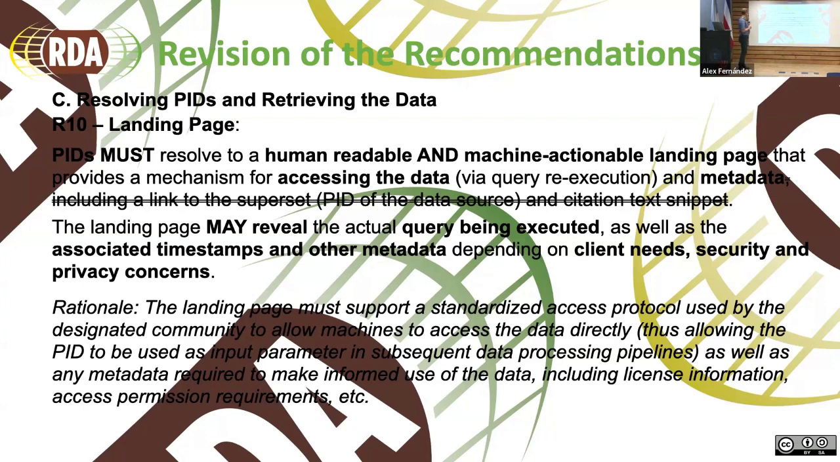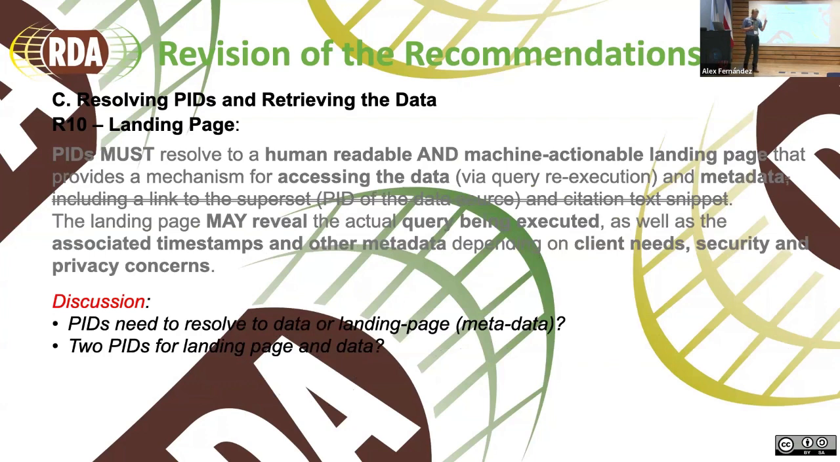Good. Next slide. I guess here we have some discussion. And this is where I need help from the community, basically. So in my view of the world, the PID leads to a landing page, and on the landing page, you have the access mechanisms in a machine actionable way. Somebody mentioned that actually the PID should point directly to the data, and the landing page would be a PID for the metadata. And that would be two different PIDs.